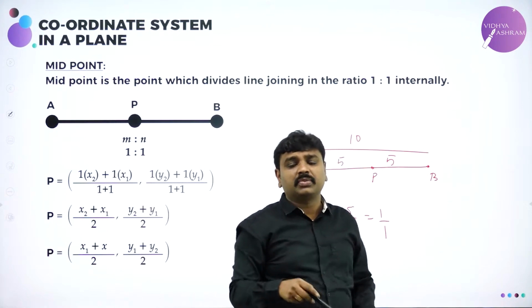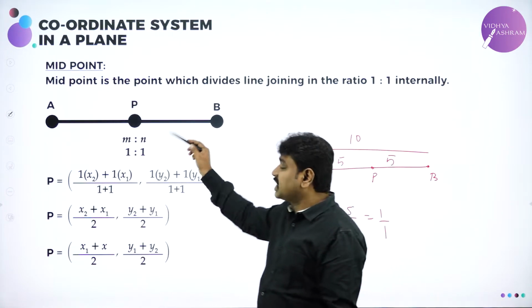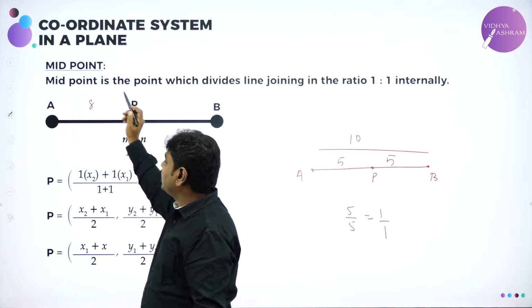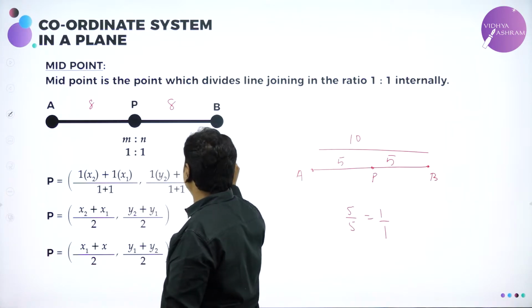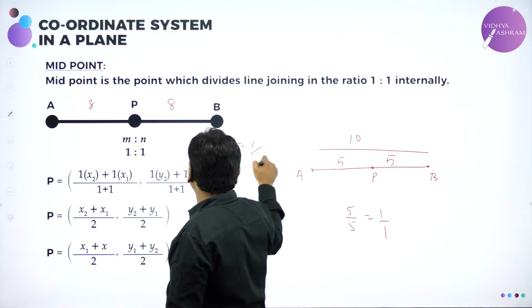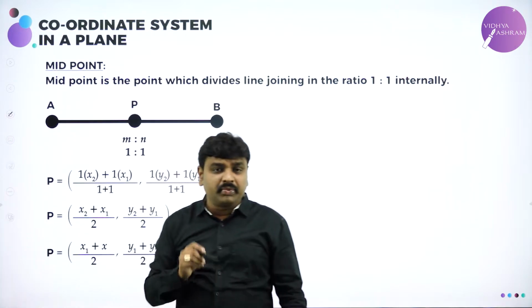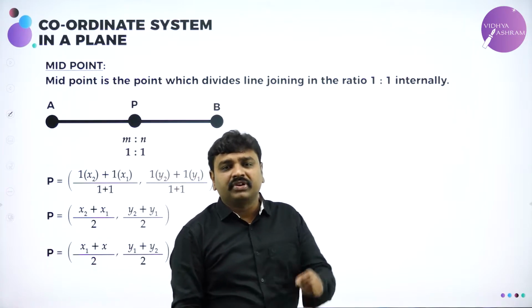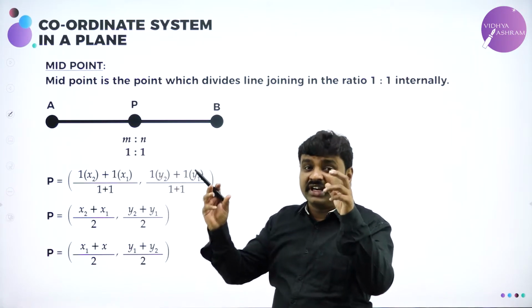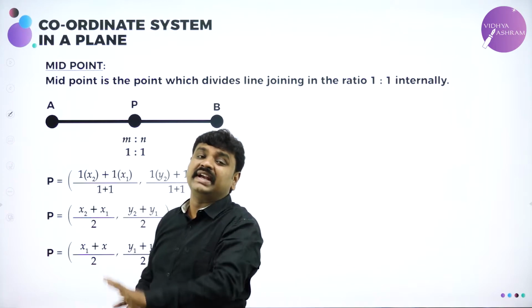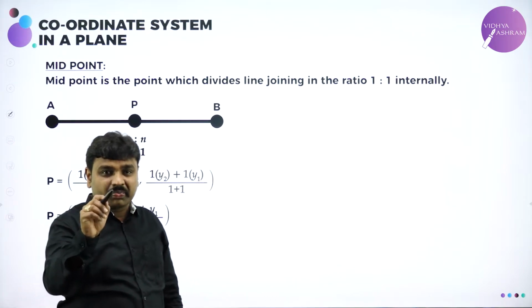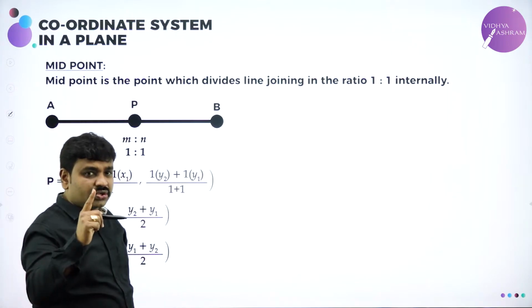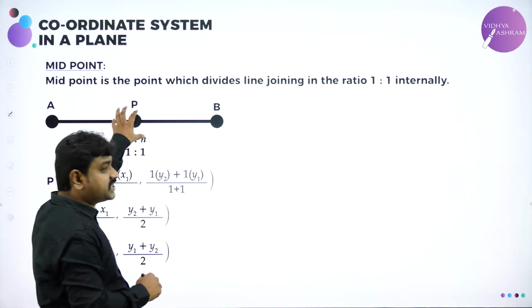So midpoint means what? Midpoint is a point which divides AB equally. Equally means what? Here to here, if it is 8 is the length, here to here also length is 8. 8 by 8 is what? 1 by 1. Simple ratio is 1:1. So what is the definition of midpoint? Midpoint is the point of internal division which divides AB in the ratio 1:1 internally. The ratio is 1:1 and the point of division is internal.